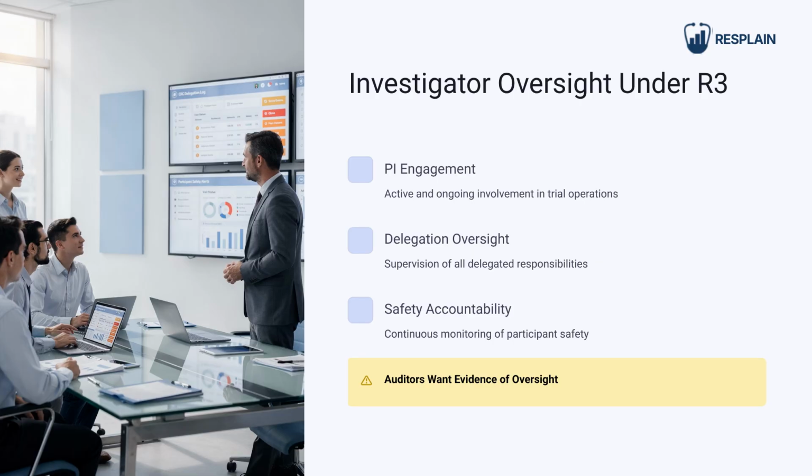This may include review of safety events, protocol decisions, eligibility assessments, deviation management, and monitoring escalations. R3 also expands expectations around documented oversight of delegated responsibilities and external service providers. Sites should therefore be prepared to demonstrate how investigators supervise trial activities.